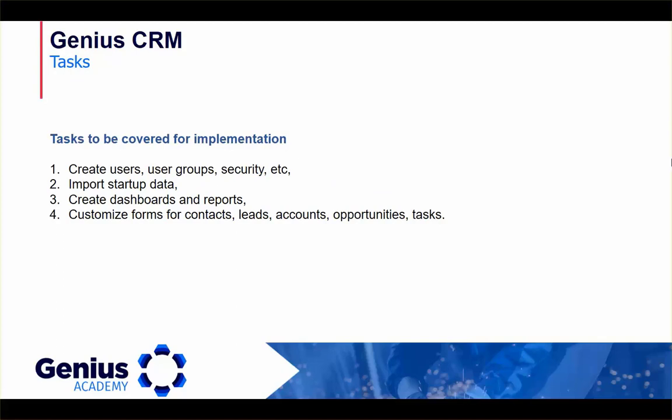Now, how do we implement, or what is the main task to implement? Well, they are directly related to the preparation you've done. So first we create users, user groups, security. We configure the CRM the way you'd like it to show data. And then we import startup data, so the data that you have from your current CRM, if you have any. Then we create dashboards and reports, and then customize the different forms that we have in the CRM.